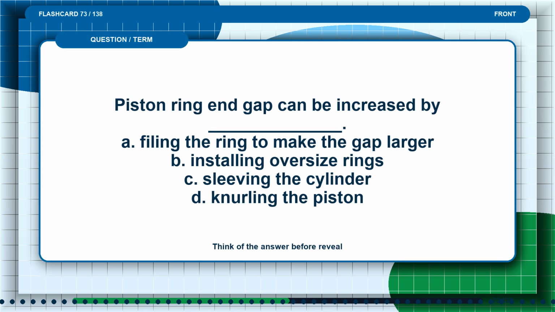Flashcard 73. Piston ring end gap can be increased by blank dot. A, filing the ring to make the gap larger. B, installing oversized rings. C, sleeving the cylinder. D, knurling the piston. Pause and think of the answer before the reveal.